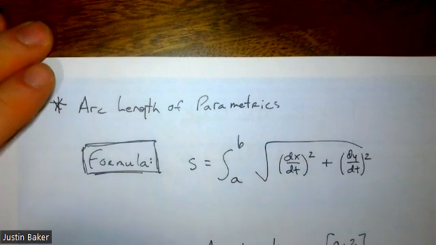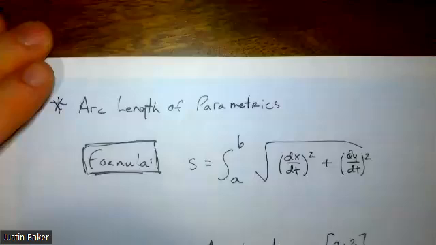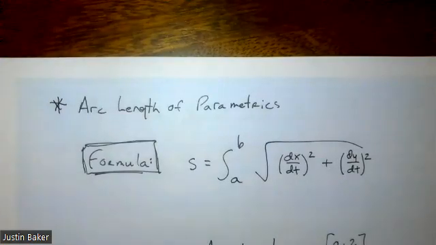Before it's all done, I'll get you guys a sheet with all of your BC formulas on it, so you've got stuff to study. Kind of like the backboard in my classroom that has all the formulas, we'll make one of those for BC. So the formula here is the integral from a to b of the square root of dx dt squared plus dy dt squared.